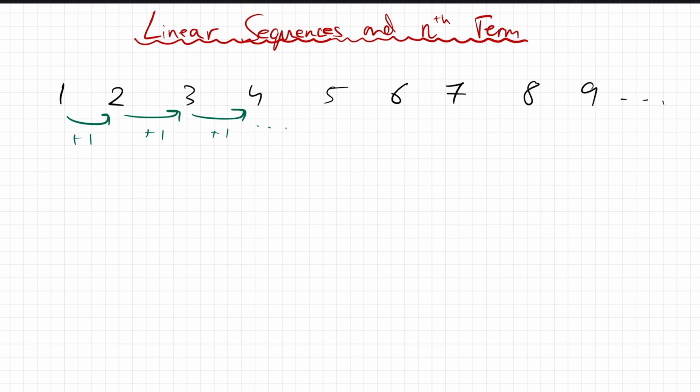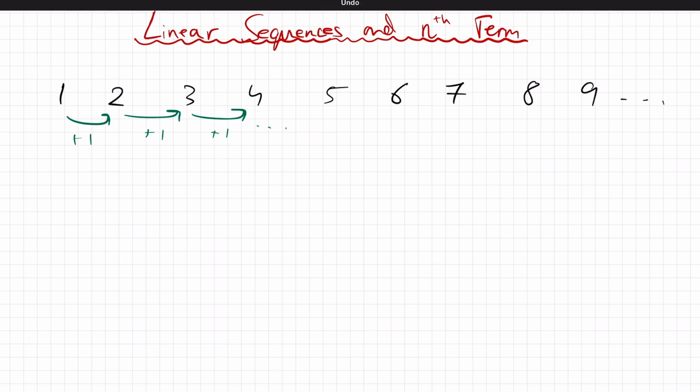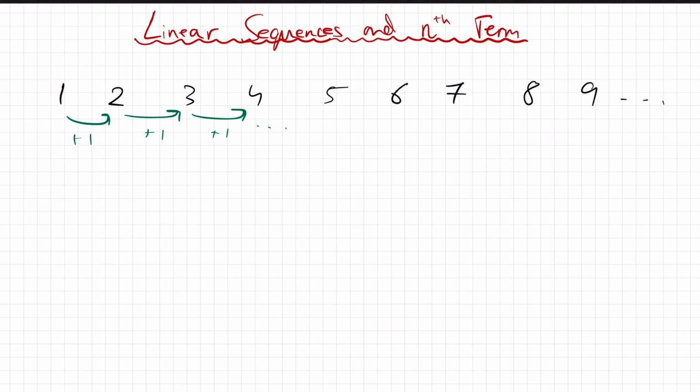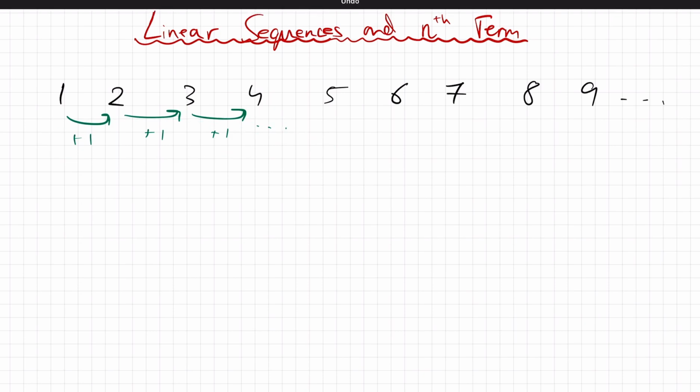Okay, so there's a few steps in order to form the nth term, and it's quite simple, but once you have it, it's really easy. So the first thing you want to do is find the difference. So the difference in this case would be 1.